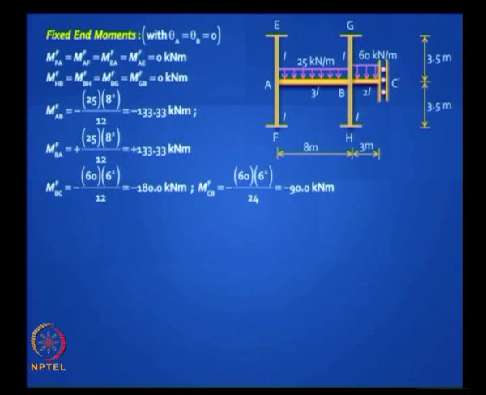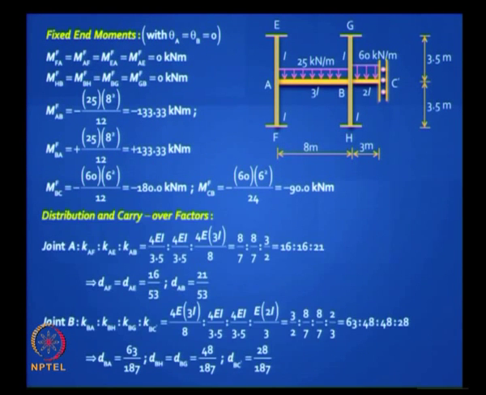Then you need to find the rotation, the distribution and carryover factors. So let us pause for a while and see how to do this. See, at this joint A you have 3 elements. So you have KAF, KAE and KAB, right. So for KAF it is 4 EI by the height, which is 3.5. For KAE likewise it is 4 EI by 3.5, and for KAB it is 3 EI, 4 EI, but the EI is 3I divided by the span, which is 8. Are you getting it?